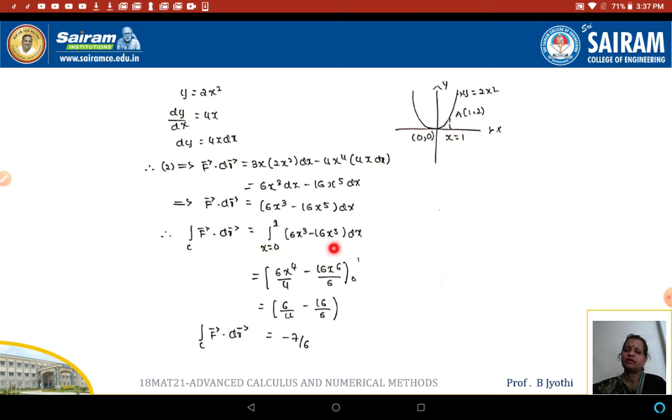So that it can be integrated. 6x cube, when we integrate, is x power 4 by 4, and x power 5 is x power 6 by 6, and the limits vary from 0 to 1, as we can see x is varying from 0 to 1. Therefore, it is 6 by 4 minus 16 by 6, which on simplification we get minus 7 by 6.